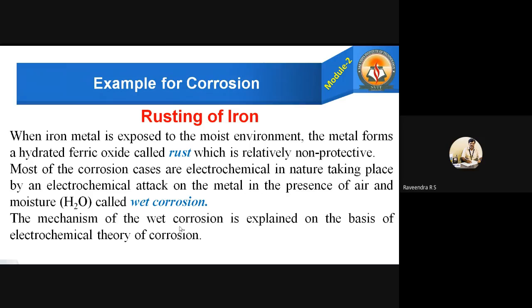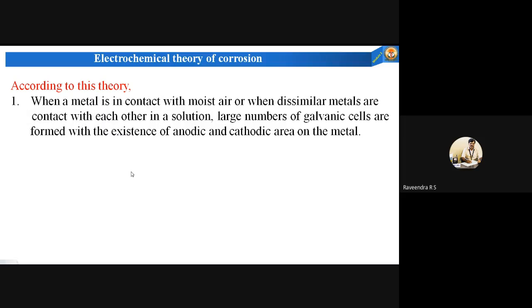The mechanism of the wet corrosion is explained based on the electrochemical theory of corrosion. What does this theory explain? What are the postulates of the theory? Let us go to this theory. This theory mainly focuses on the corrosion cases: how the corrosion occurs, where actually the corrosion occurs, what are the reactions, anode reaction, cathode reaction, overall reaction, what happens, whether the hydrogen gas is liberated, if it is liberated, where and how. So to answer these questions, we have a corrosion theory, that is called electrochemical theory of corrosion. According to this theory, let us go to the first point here.